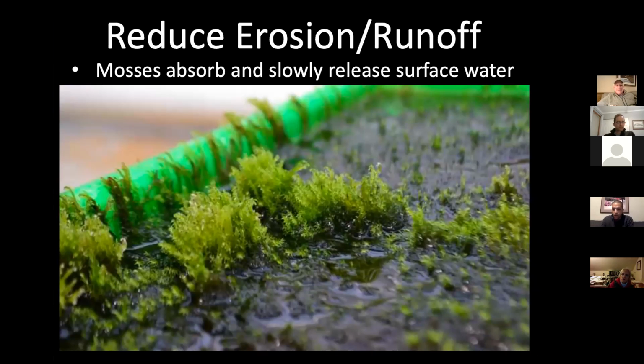And since they're so absorbent, they are also very good at reducing erosion and water runoff. Since they will hold on to precipitation and surface water, instead of that water running off somewhere and furthering erosion, the mosses will actually keep that water and slowly release it, either through evaporation, or if the mosses are already saturated, they'll slowly release it into the ground. So that reduces erosion.